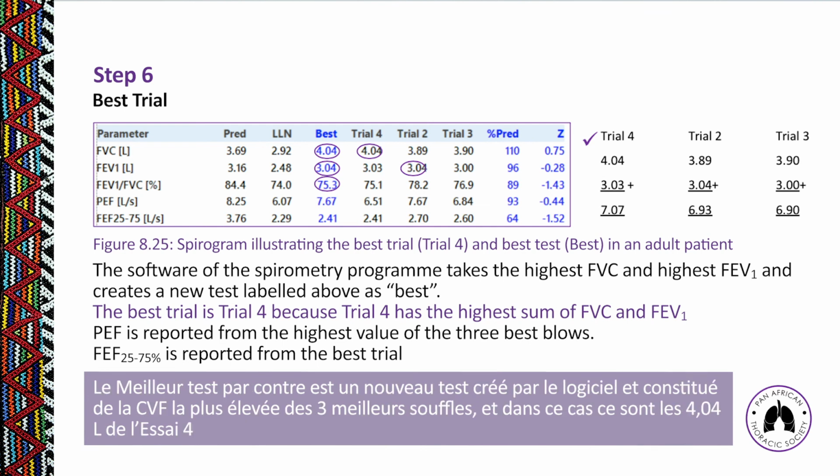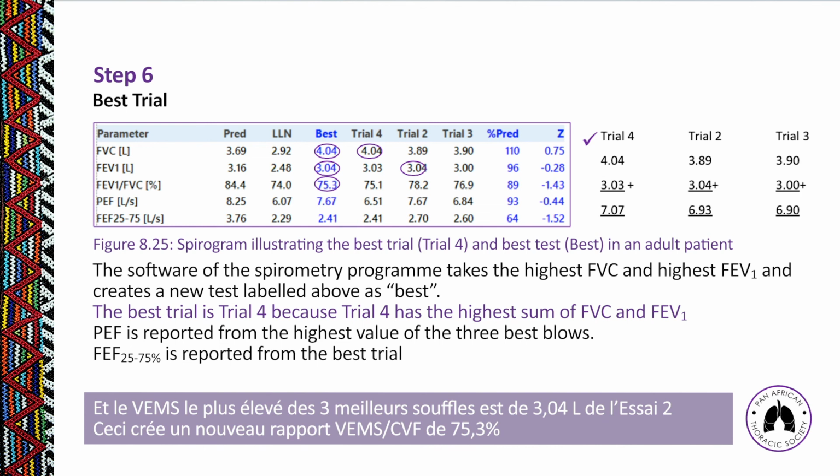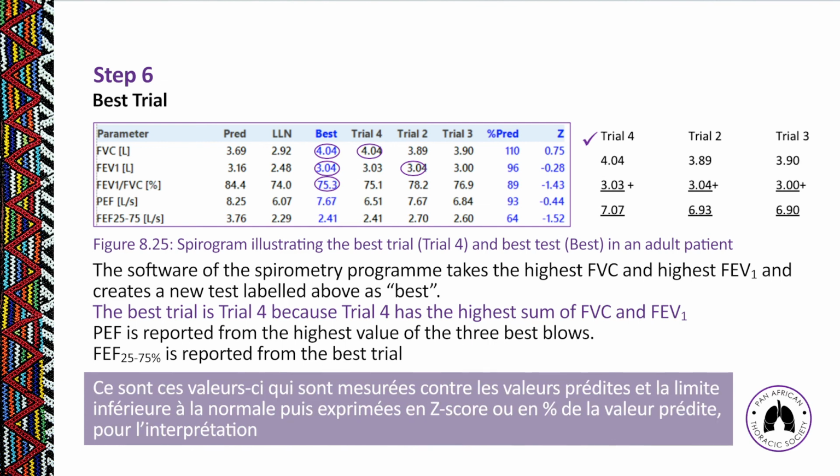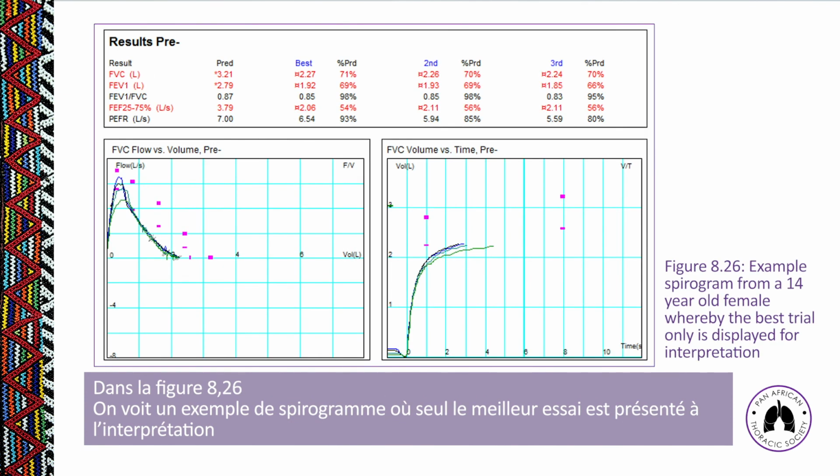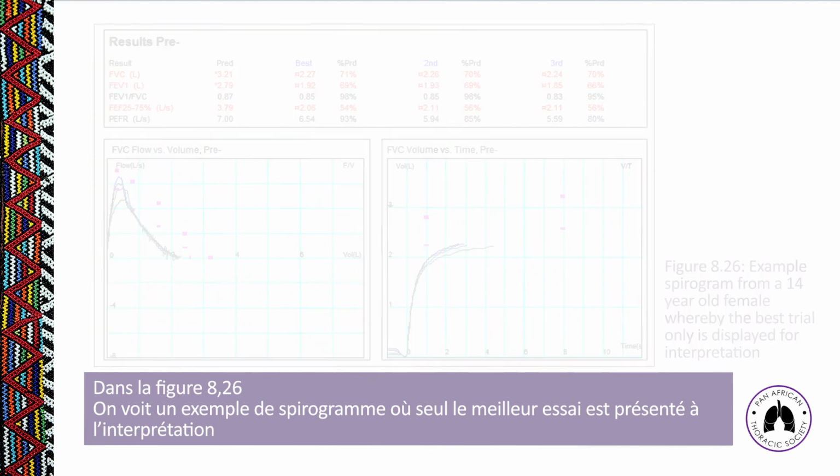The best test, however, is a new test created by the software comprising the highest FVC of the 3 best blows, which is, in this instance, 4.04 liters from trial 4, and the highest FEV1 from the 3 best blows, 3.04 liters from trial 2. So this creates a new FEV1/FVC ratio of 75.3%. These are the values that are measured against the predicted values and the lower level of normal, and then expressed as a z-score or a percentage of predicted for interpretation. In figure 8.26, you'll see a spirogram example where the best trial only is displayed for interpretation.